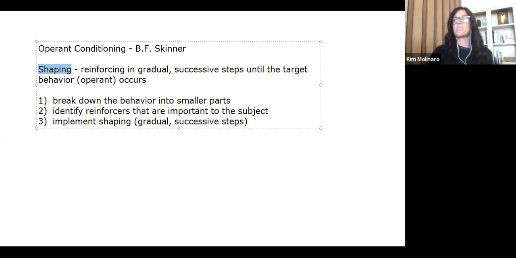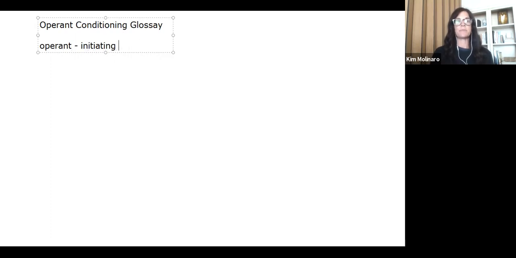The next thing I want to do is establish a glossary for operant conditioning, because there's a lot of areas in operant conditioning where we go awry. And if we operationalize it, if we start from the same definition of the same terms, it really helps us. So let's start with an operant. An operant is the initiating behavior. And it's not typically a noun, it's a behavior. This is behavior tracking in essence. So an operant is an initiating behavior.